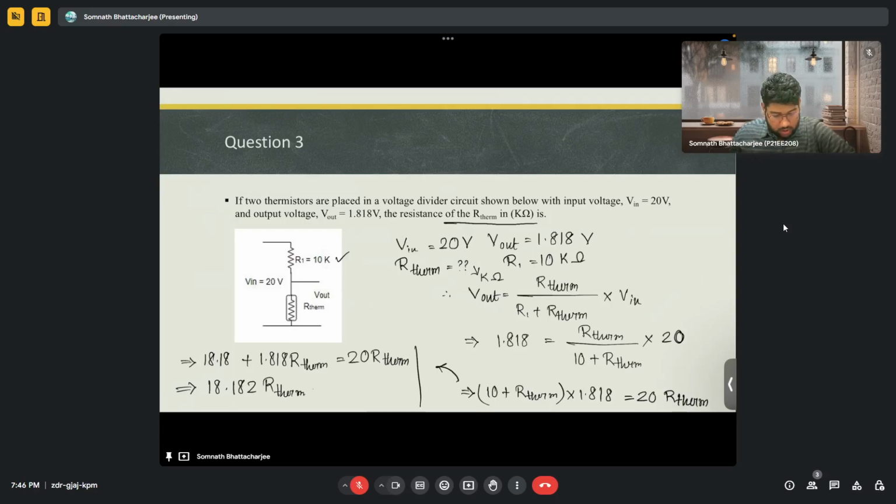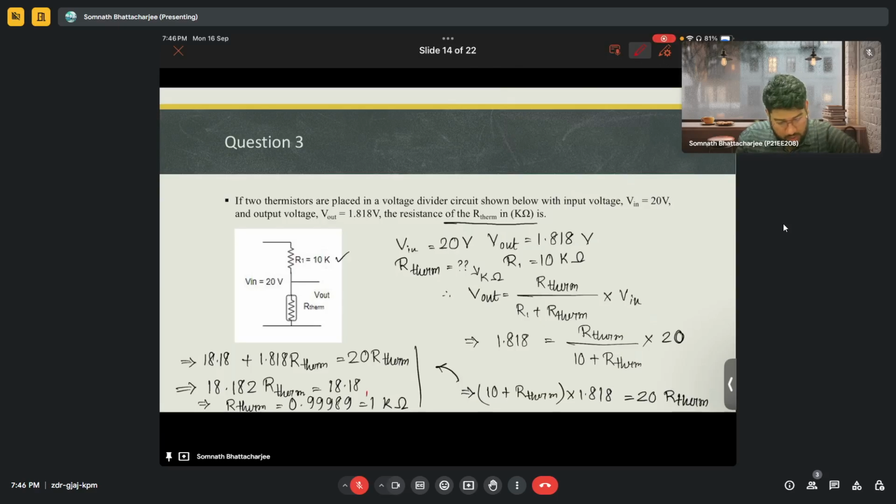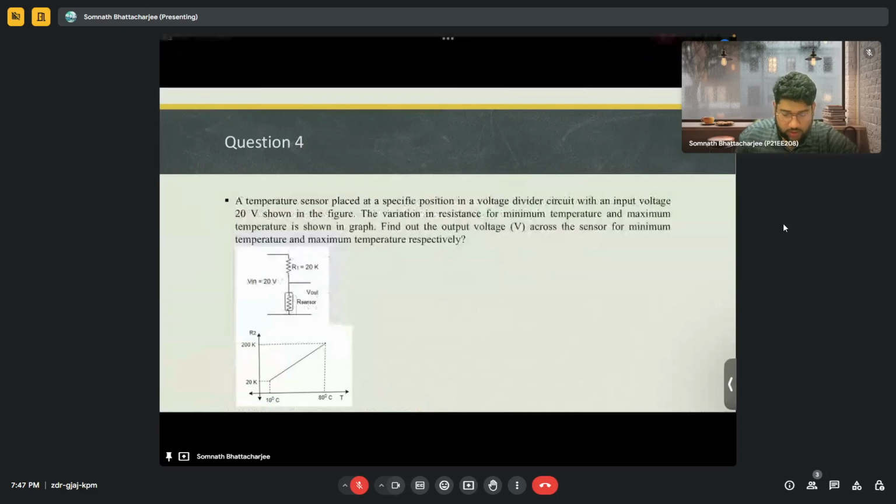So 18.182 R of the thermistor equals 18.18. So R of the thermistor will be nothing but 18.18 by 18.182. So this will be 0.99989, or let's say 1 kilo ohms. Okay, so this will be the value of this resistance. This resistance is 1 kilo ohms. Okay, we'll move on to the next question.